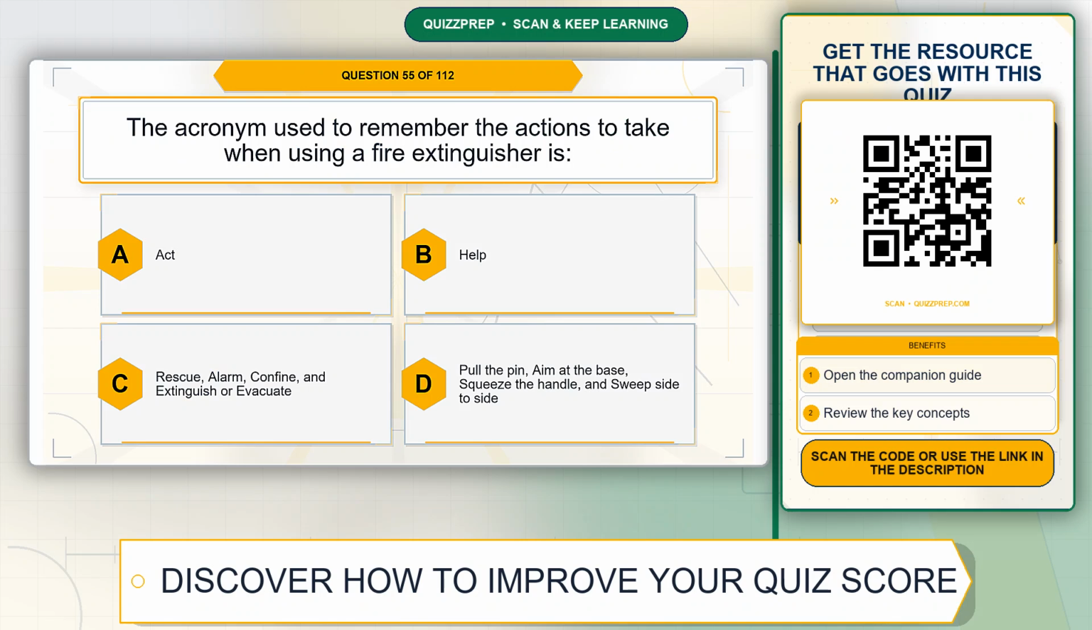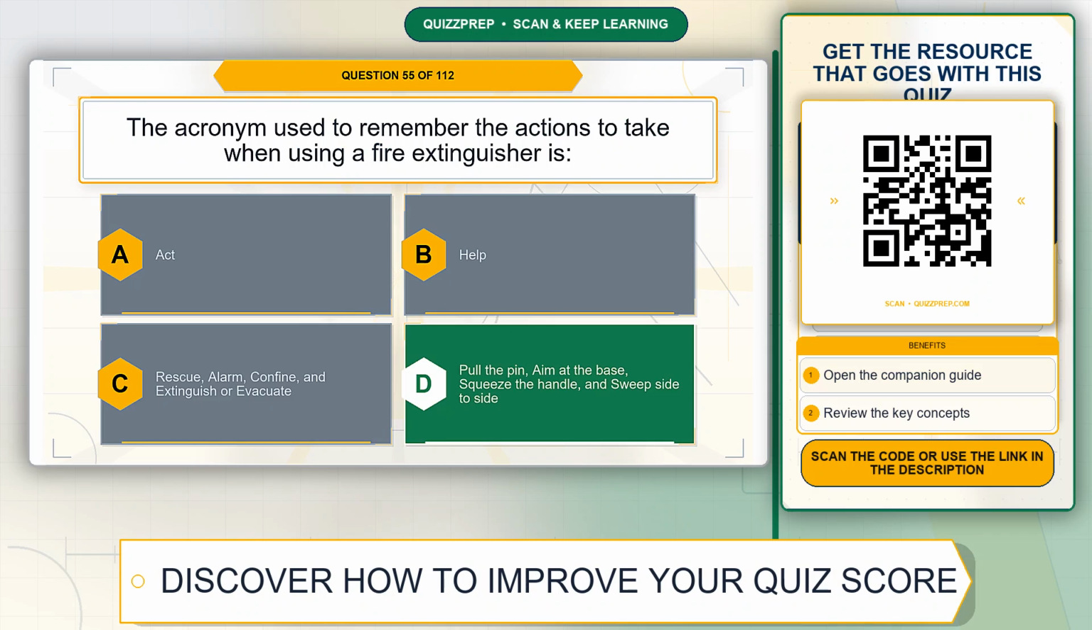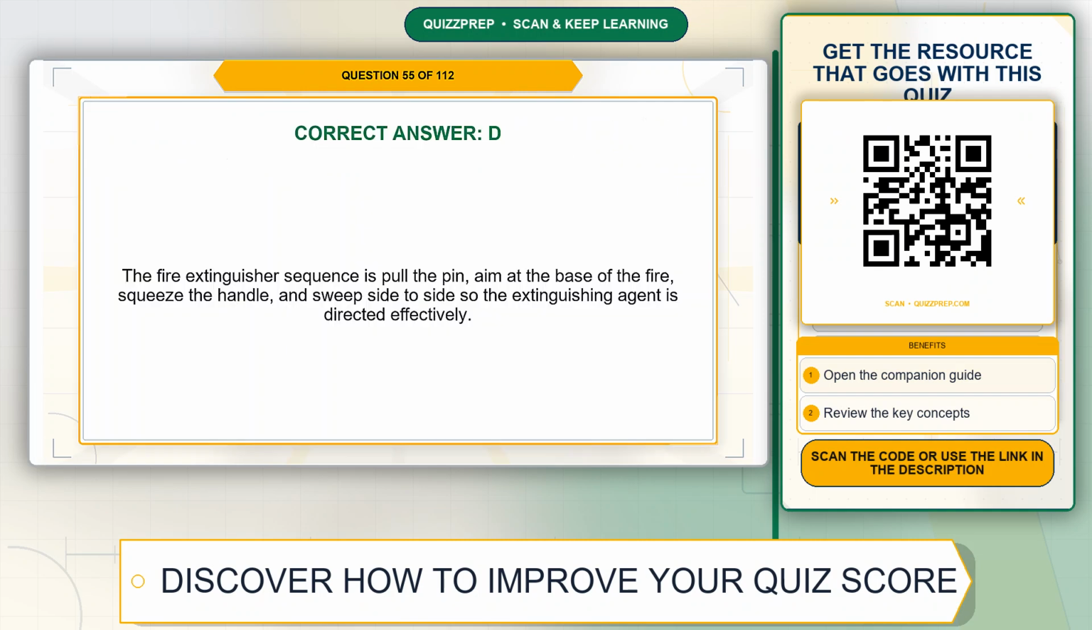Question 55. The acronym used to remember the actions to take when using a fire extinguisher is: Option A, ACT. Option B, HELP. Option C, Rescue, Alarm, Confine, and Extinguish or Evacuate. Option D, pull the pin, aim at the base, squeeze the handle, and sweep side to side. The correct answer is option D, pull the pin, aim at the base, squeeze the handle, and sweep side to side. Explanation. The fire extinguisher sequence is pull the pin, aim at the base of the fire, squeeze the handle, and sweep side to side so the extinguishing agent is directed effectively.